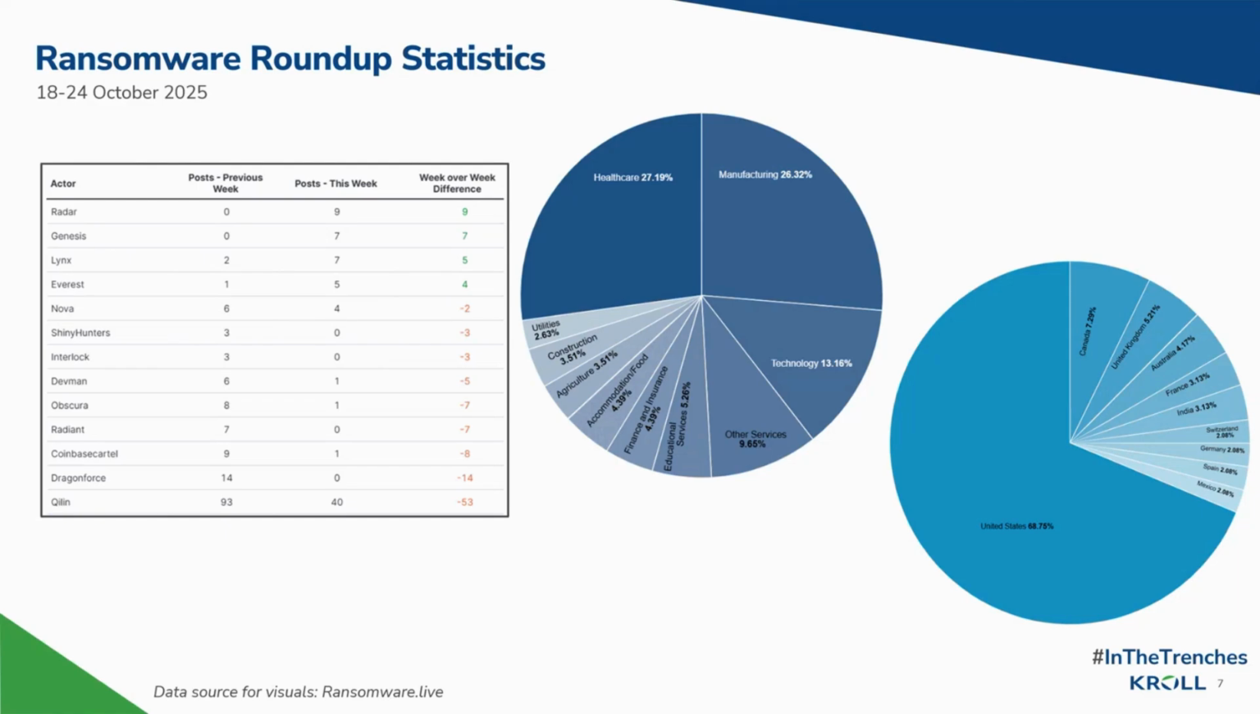Sector-wise, healthcare, manufacturing, and technology sectors continue to remain the top of the target sectors across all ransomware victims. And the US remains the most targeted country across all posts.